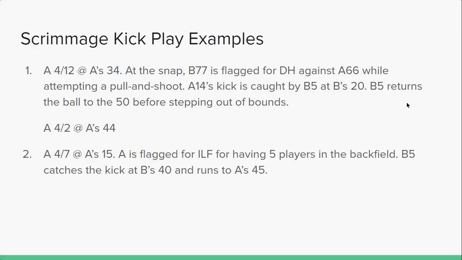In the second example, 4th and 7 at A's 15, Team A is flagged for illegal formation for having 5 players in the backfield. B5 catches the kick at B's 40 and runs to A's 45. B has the option here, and I'm sure they would take the option of tacking this play, or the 5-yard penalty, on to the end of the kick. They could, again, enforce that penalty at the previous spot, but given the return yardage they gained here, that seems not particularly likely.